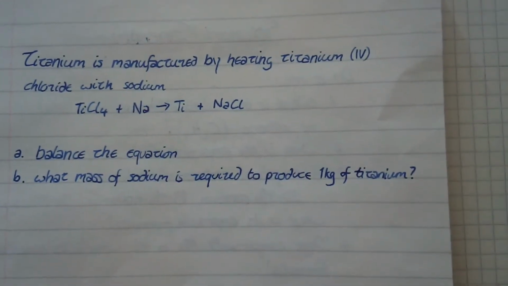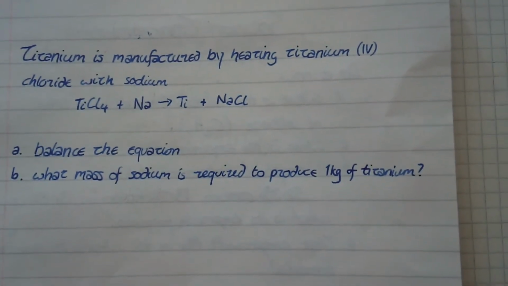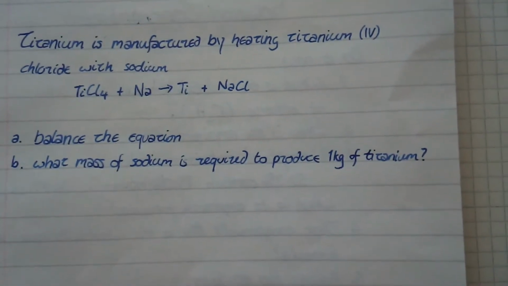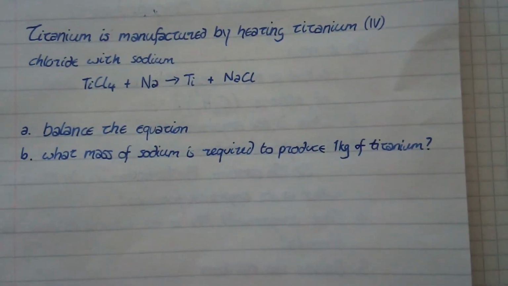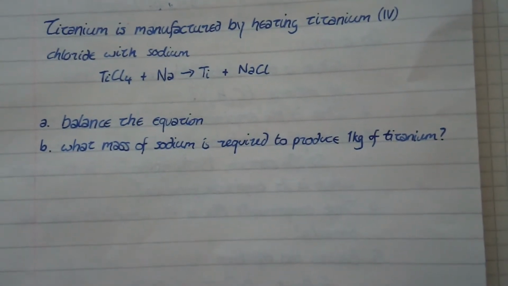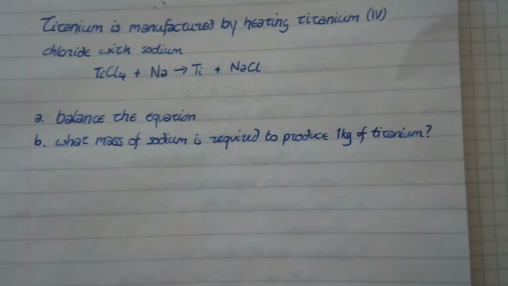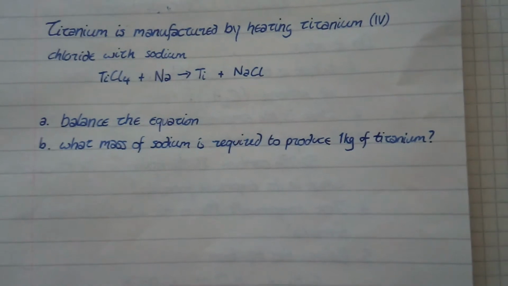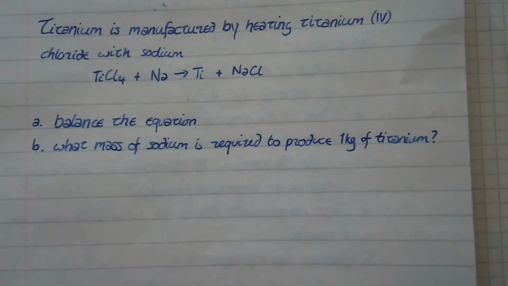Here's an exam question that we can do together. Titanium is manufactured by heating titanium 4-chloride with sodium. Then it gives you an equation. What we are asked to do is balance the equation and then say what mass of sodium is required to produce 1 kilogram of titanium. They are more likely to ask for a ton, because why bother making just 1 kilo of titanium? But we're going to do 1 kilogram here because it's exactly the same method and we're more comfortable with kilograms. Kilograms will be for GCSE.